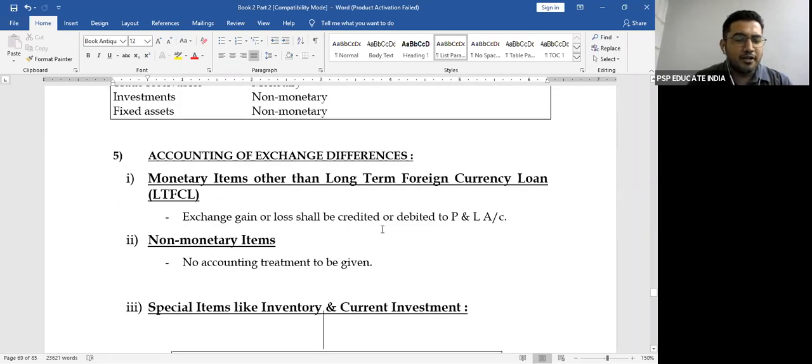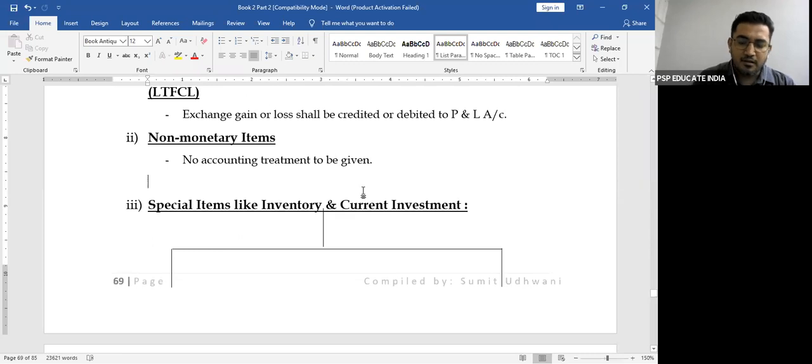After that, we did how will you deal with the differences in exchange rates. If it's a monetary item other than long-term foreign currency loan, everything goes to the profit and loss account. Both gain or loss will be debited or credited to the profit and loss account. In case of non-monetary items, no accounting treatment is to be given and the effect will remain the same. We've already discussed the concept and the reason for this. Come to the next one.